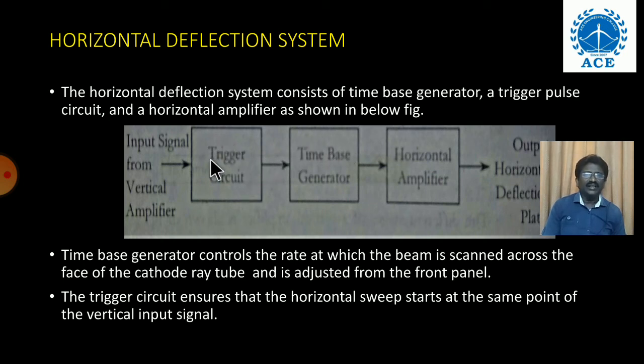Now here the trigger circuit maintains synchronization between the vertical amplifier and the time base generator. Last one, horizontal amplifier. Here we can observe two operations, and according to those operations we can control the horizontal amplifier. So this is the overview of the horizontal deflection system. Now I will explain one by one. So first one, trigger circuit.